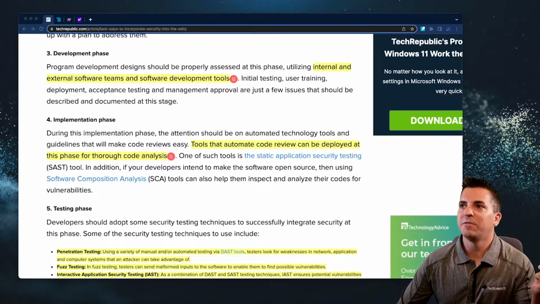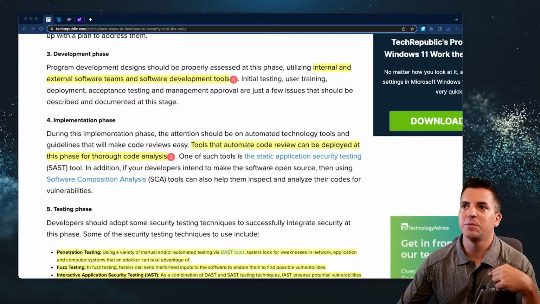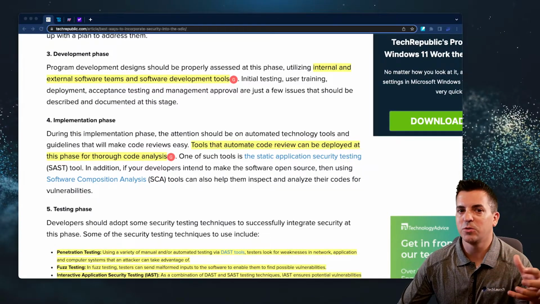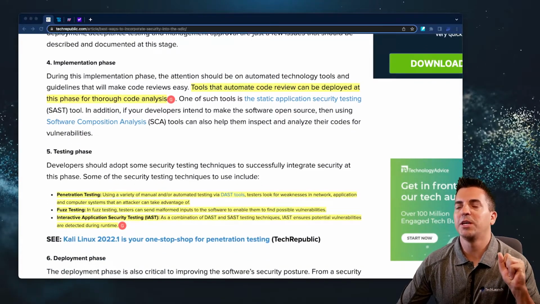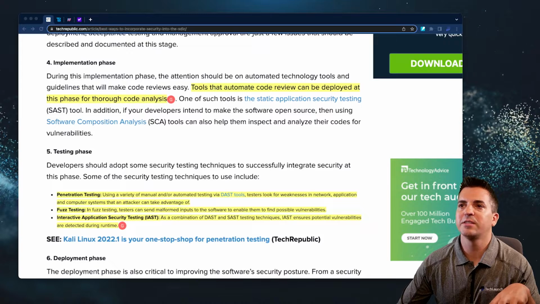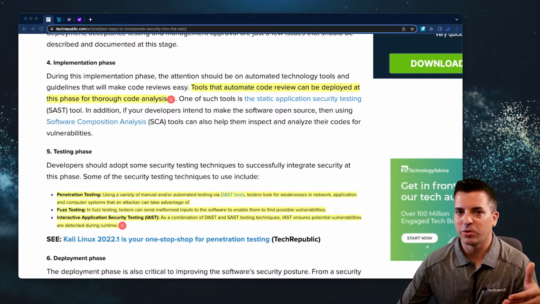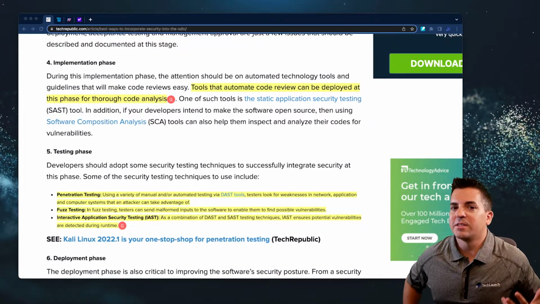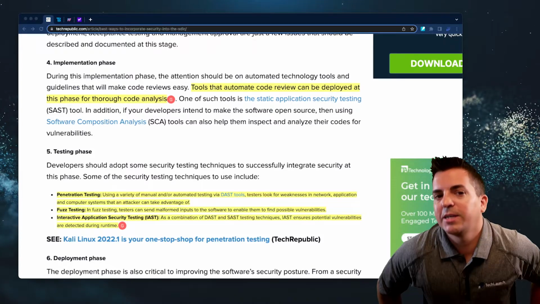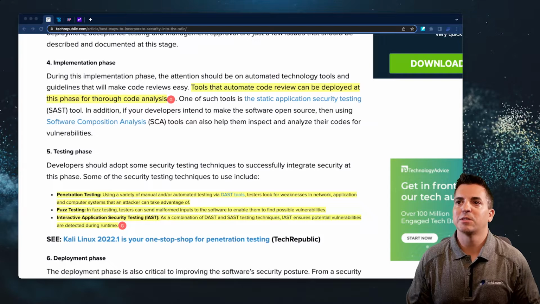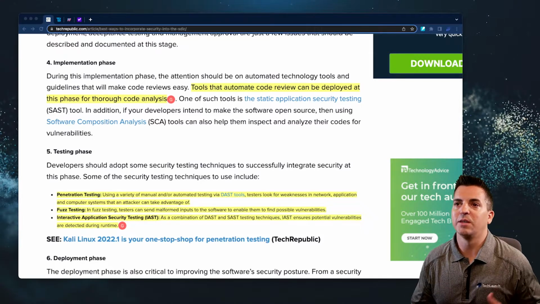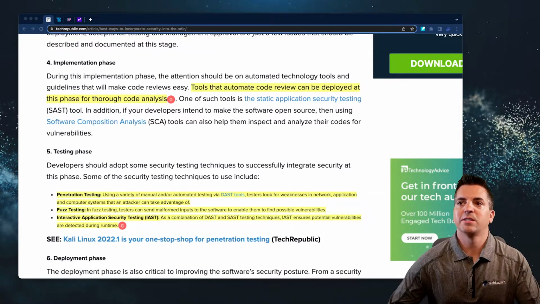Going on to the development phase: internal and external software teams, and software development tools, and choosing those properly. Implementation phase: tools that automate code review can be deployed at this phase and set up for a thorough code analysis. Now, this is a pretty mature aspect of software security and performance analysis, setting up these third-party tools during the implementation phase, as well as the testing phase.